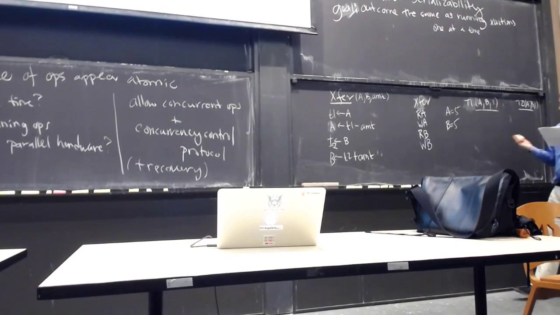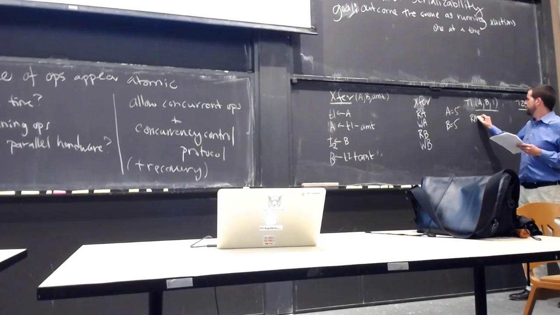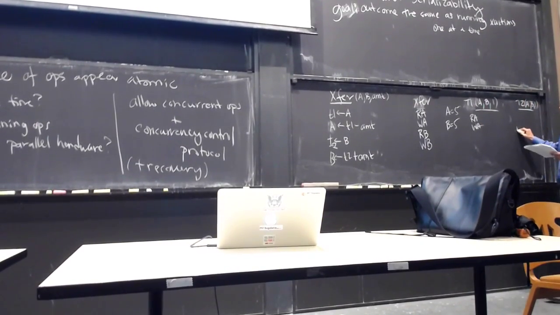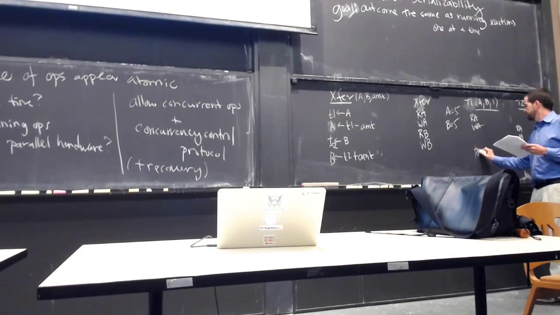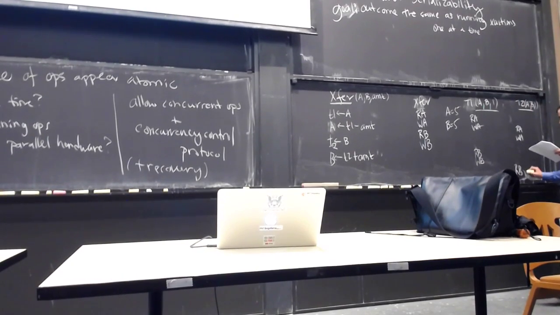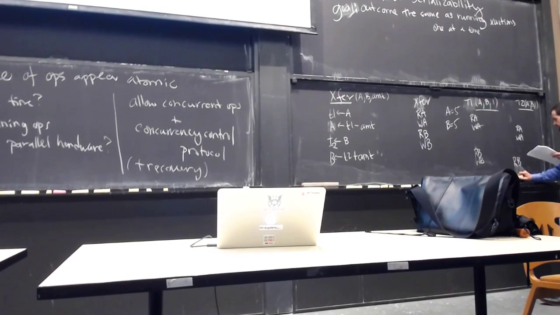A simple possible interleaving of these might be read of A, write of A, followed over here in T2 by read of A, write of A, and then read of B, write of B, and then read of B, write of B. Then read of B. Okay, so this is an interleaving. Is this interleaving serially equivalent? What do we think? Is it serializable?